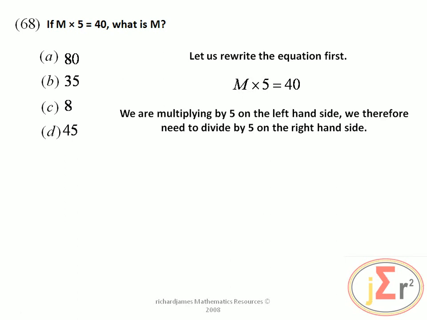In order to transpose it to the other side, we need to do the opposite of multiplying by 5, which is dividing by 5. And we need to do that on the other side. So m is equal to 40 divided by 5. And of course, if we know our multiplication table that we should know, 40 divided by 5 is 8. So m is equal to 8. The answer is option C.